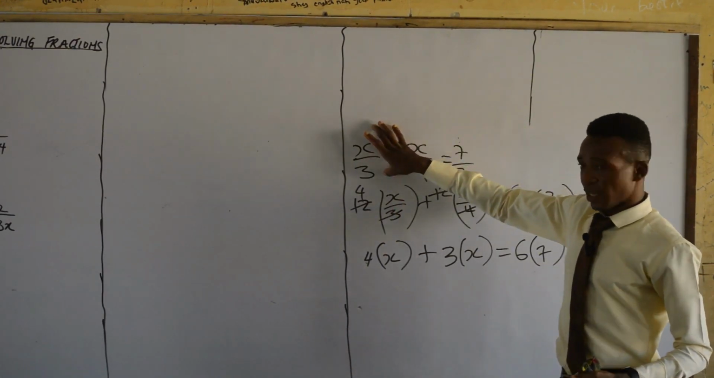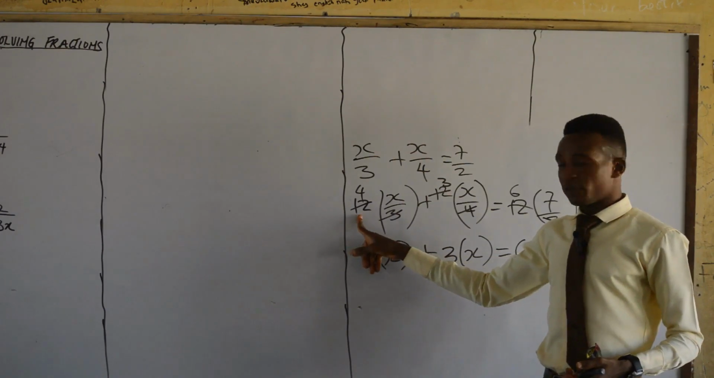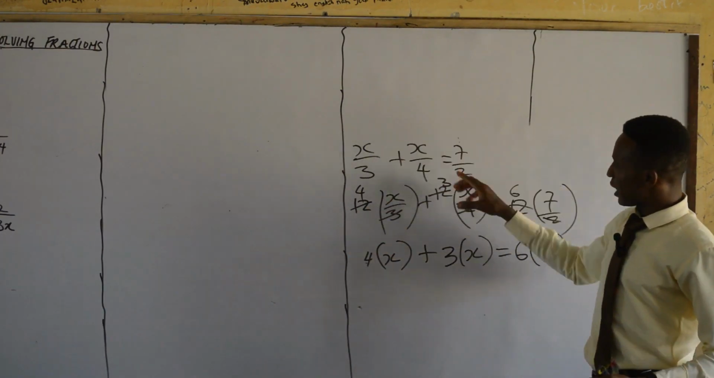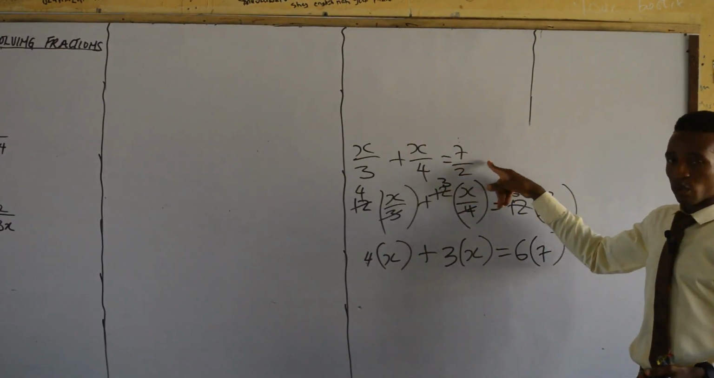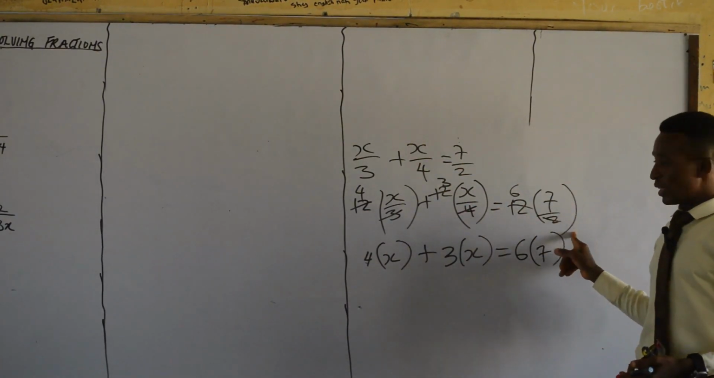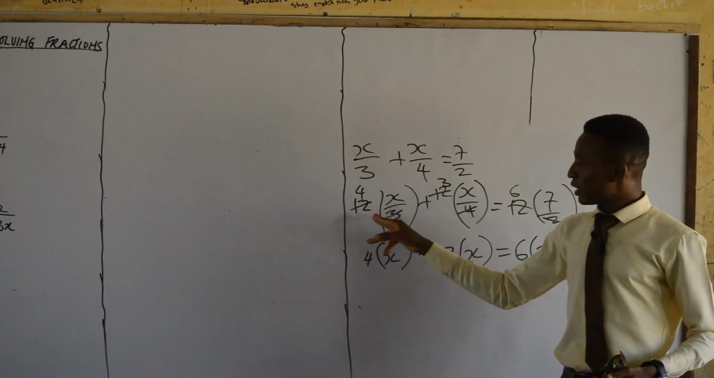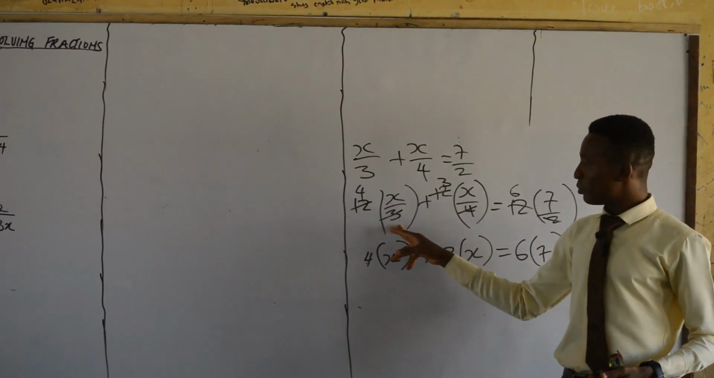The first value here is x over 3. I multiplied it by 12. The second value, x over 4, I multiply it by 12. Then from the right hand side, I'm having 7 over 2. I also multiplied it by 12. Then I started dividing the LCM by the denominator we have here.